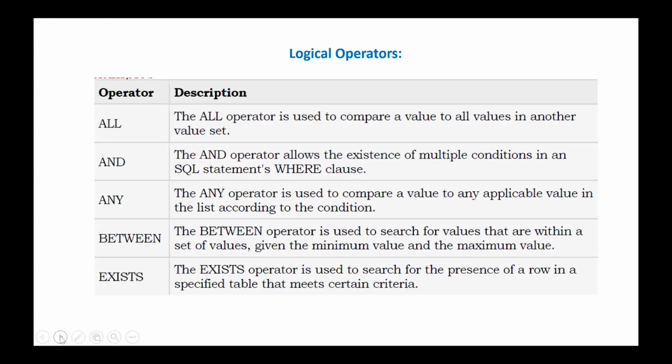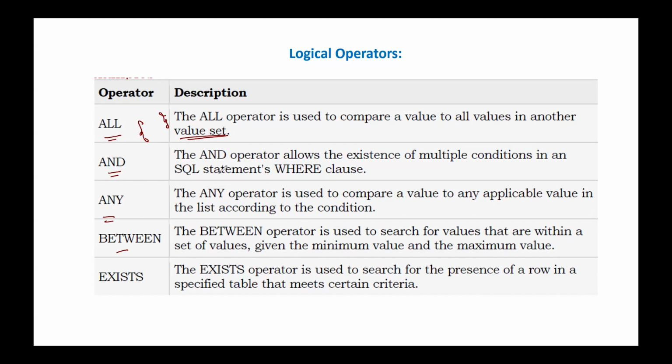Next is our logical operators. So what are these logical operators? So we have here ALL and ANY, BETWEEN, EXISTS. So these are the many logical operators which we will use. Let us see them one by one. What does ALL do? The ALL operator is used to compare the value to all the values in another value set. So what we are going to do is we are going to have two value sets and we are going to compare. And it should match. That is what it means.